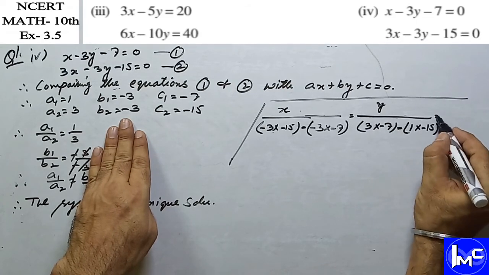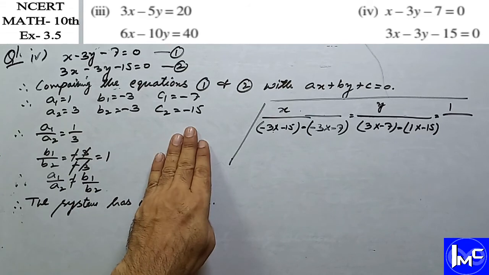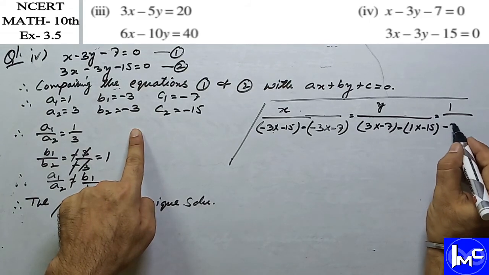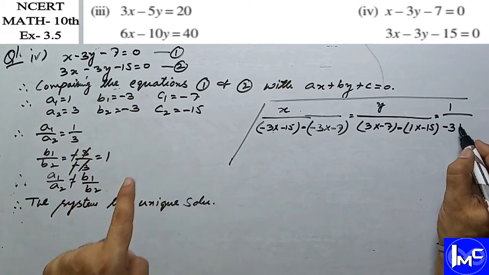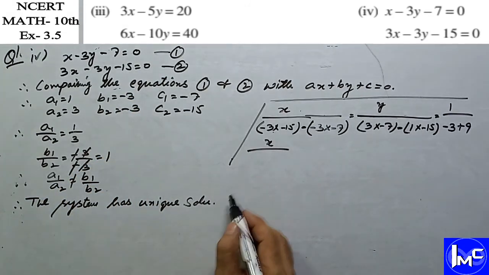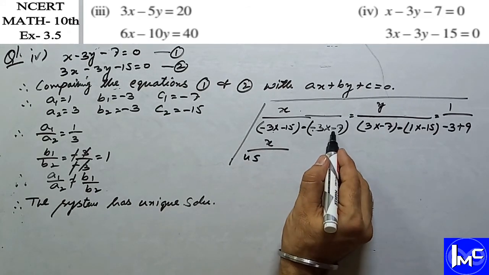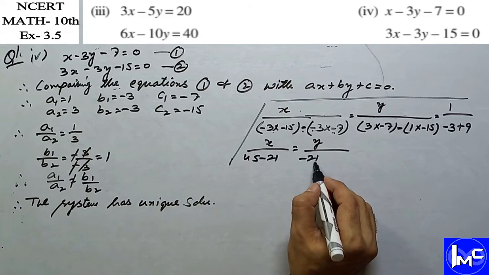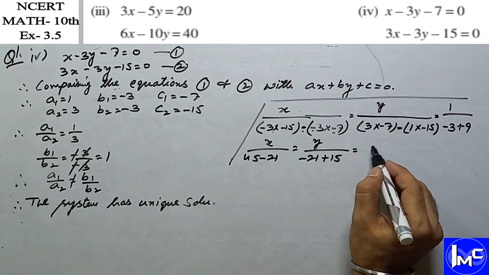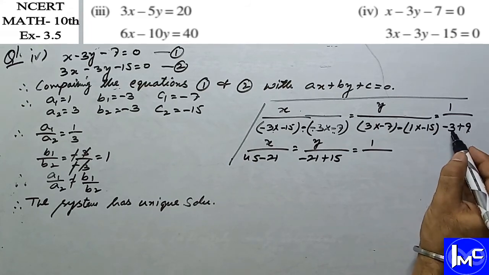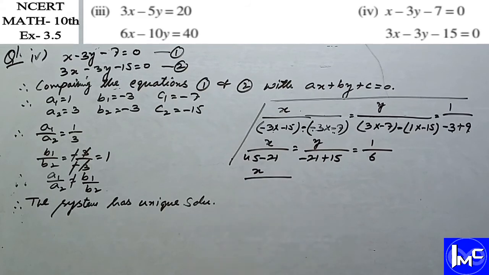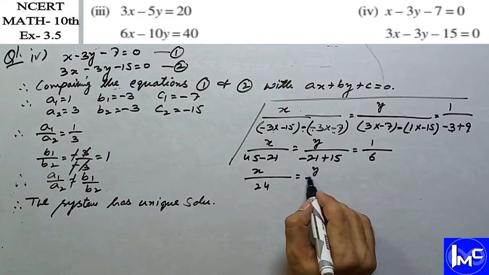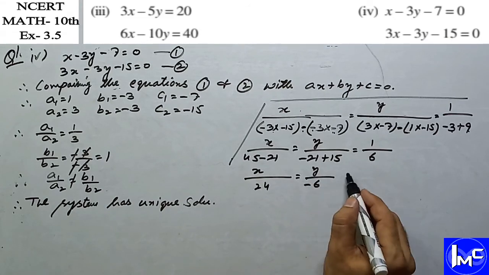and last one is again by omitting these two coefficients, this minus this, that is minus 3 into minus 3 minus 9, and it will be x over plus 45 minus plus 21, y over minus 21 plus 15 and 1 over 9 minus 3 will be 6, and here x will be 45 minus 21, 24, and this will be 6 of negative sign and 1 over 6.